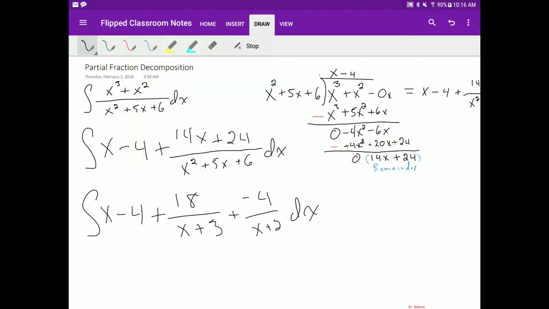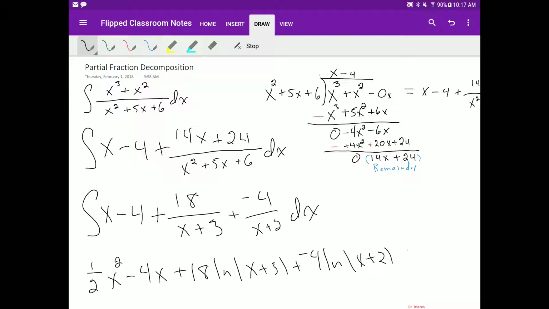Now those are all simple integrals. X I can integrate. So now I perform my integration. 1/2 x squared minus 4x plus 18 times the log of the absolute value of x plus 3 plus negative 4 times the log of the absolute value of x plus 2 plus c. And that is my solution.